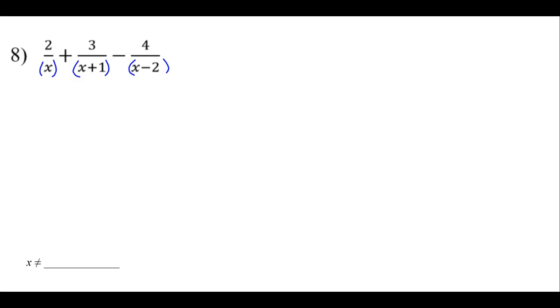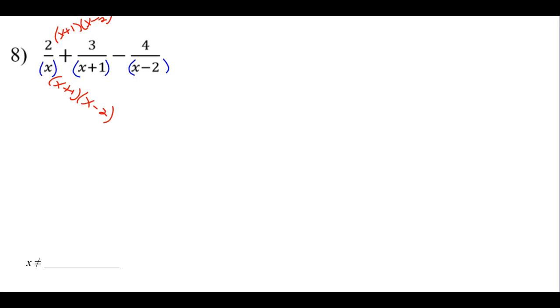It's actually two things. It needs an x plus 1, and it needs an x minus 2. So if there's 3 different denominators, your common denominator is going to have 3 different factors. So unfortunately, this is going to be an x plus 1 and an x minus 2 on top.